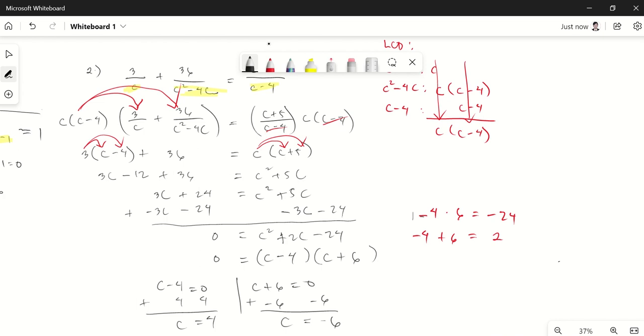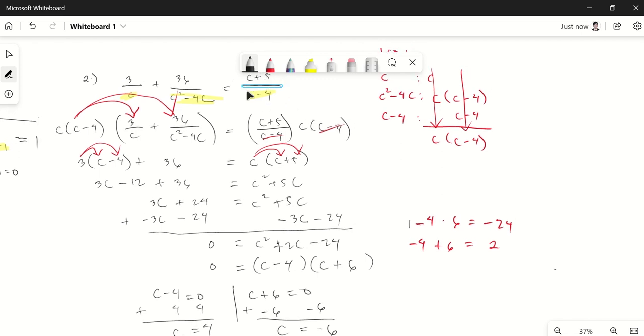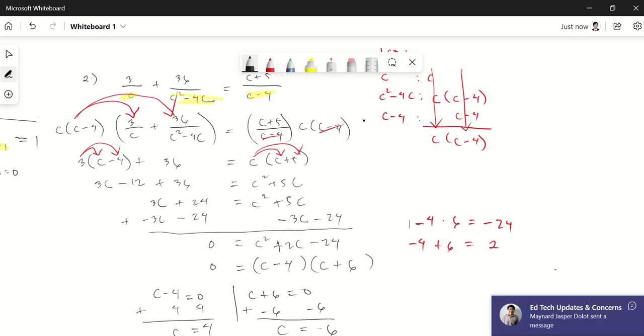So if you check our given here, if c is 4, what will happen to the right-hand side? So this will become a 0 in the denominator. So that means the 4 here is our non-permissible value because this will make the equation undefined.